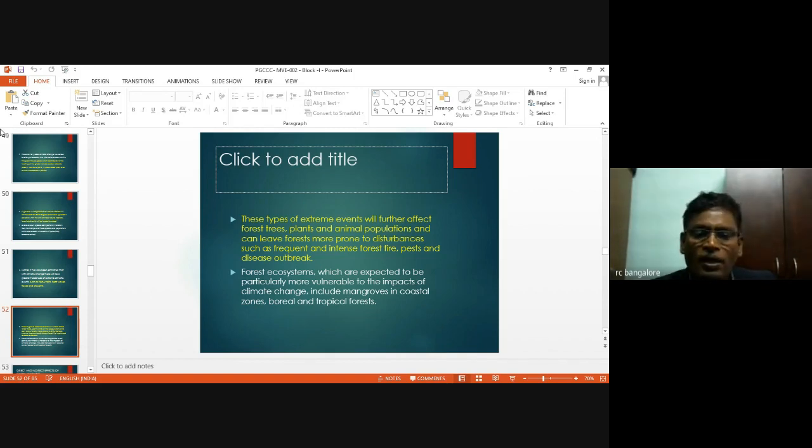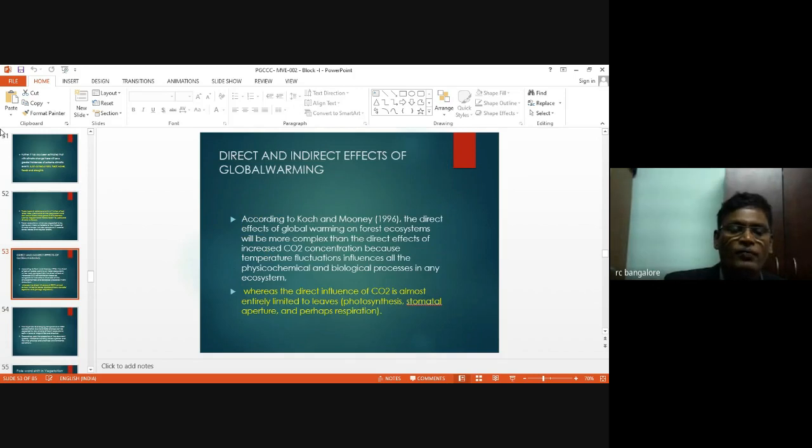Not only that, the pest level will increase and disease outbreaks will take place because of the unpredicted and more severe impact of these activities. Forest ecosystems are expected to be particularly vulnerable to the impact of climate change. The forest ecosystem is very important in order to maintain the climatic pattern or condition. Because of climate change, the forest ecosystem itself is vulnerable, including mangroves in coastal zones, and boreal and tropical forests, where we can notice this impact.